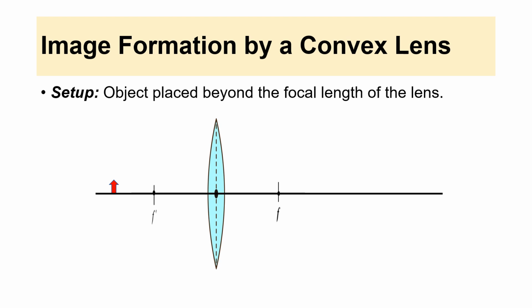So in this slide, we're going to have examples of the image formation by a convex lens. We're going to use the ray diagramming. So our main goal is to locate the image formed by this convex lens. So the setup is the object is placed beyond the focal length of the lens. So this is the focal length. We have the other focal length on the other side.